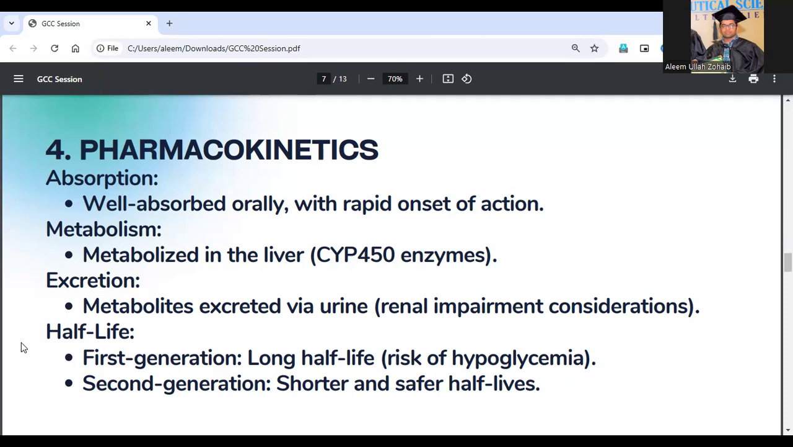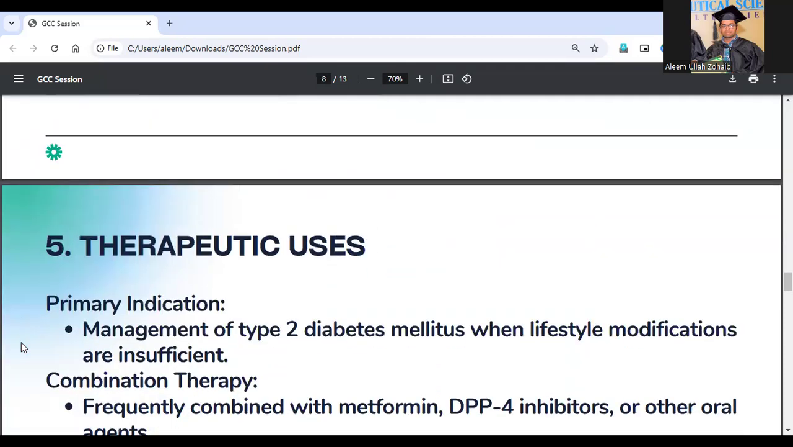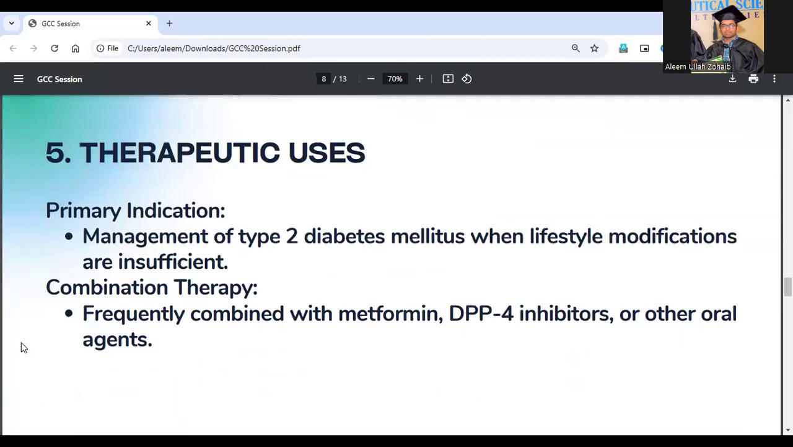The shorter duration of action acts for less time. When there is food, it acts at that time and causes less hypoglycemia. Therapeutic uses: the primary indication is the management of type 2 diabetes mellitus when lifestyle modifications are insufficient, when there is lack of exercise or physical workout. Combination therapy: frequently combined with metformin, DPP4 inhibitor, or other oral agents.